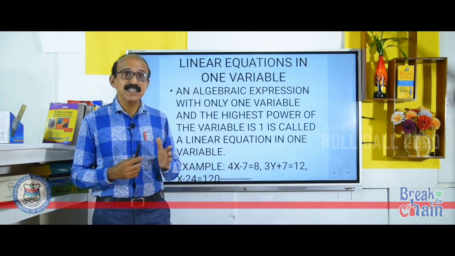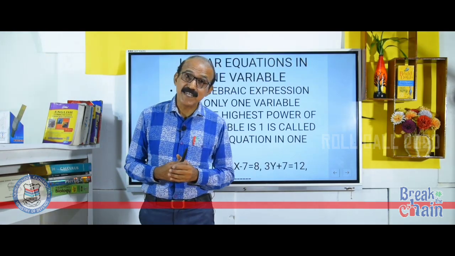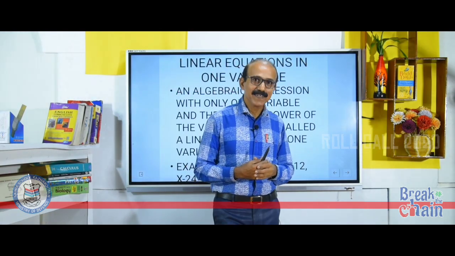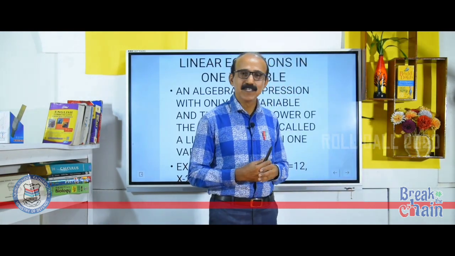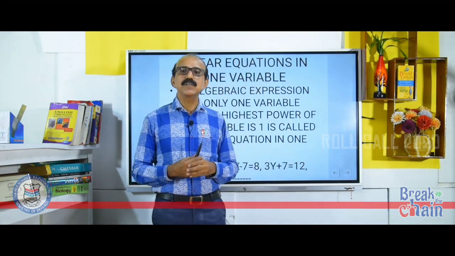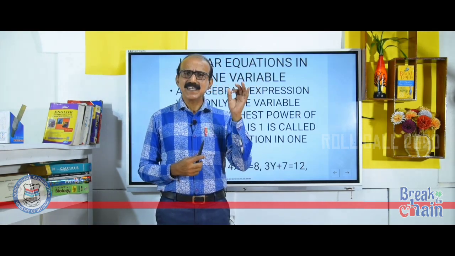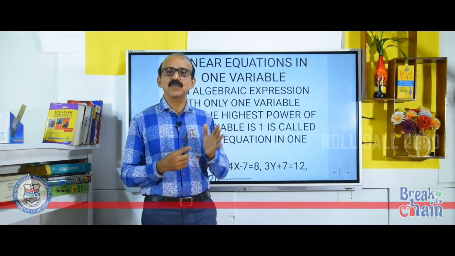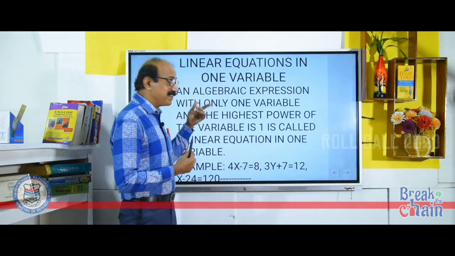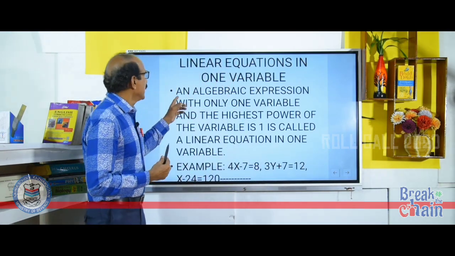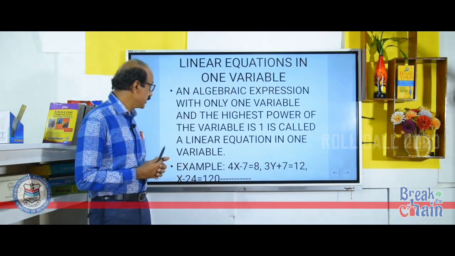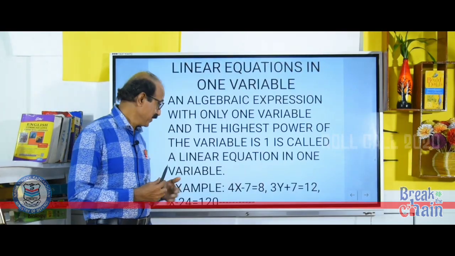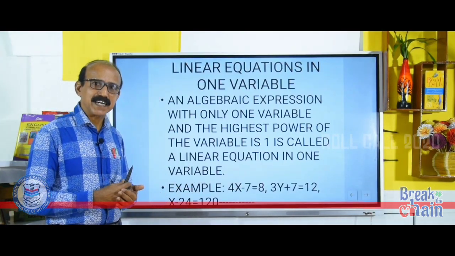Linear means the highest power of the variable should always be 1. The highest power of the variable cannot be more than 1. If it is 2 or 3, then they are not examples of linear equations in one variable. The highest exponent of the variable present in that equation has to be 1, and that is very important. So, once again I will read the definition for you all. An algebraic equation with only one variable, where the highest power of the variable is 1, is called a linear equation in one variable. Let us check these examples to see whether it is correct or not.